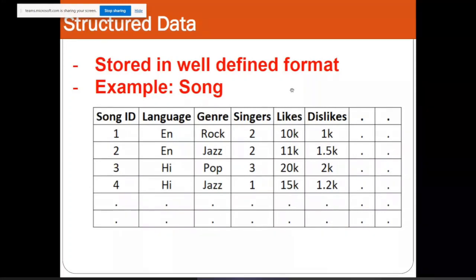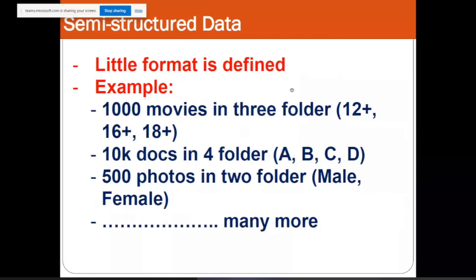Okay. And the last thing is semi-structured data. In semi-structured data, let's suppose very little information is defined. Now, what does very little mean? Let's suppose we have 1,000 movies and these are defined in 3 folders: 12 plus, 16 plus, 18 plus. So very little information is provided, that yes, these are movies, but they are only available in 3 folders.